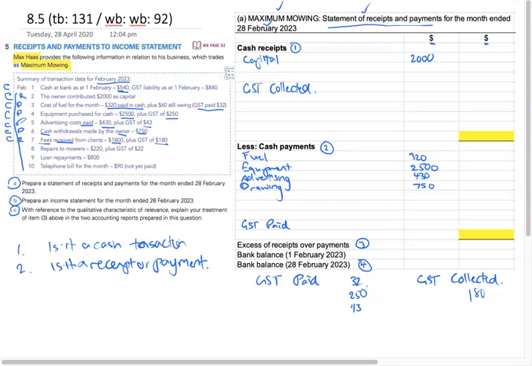And let's call this mowing fees, because the fees are for a mowing business. But if you wrote fees there, it'd probably be okay too. What were our mowing fees? $1,800.